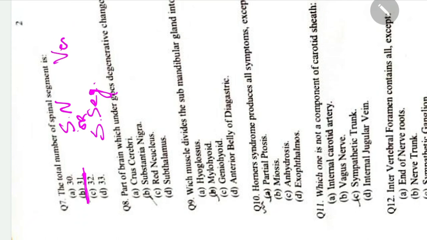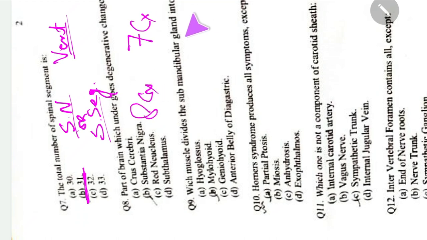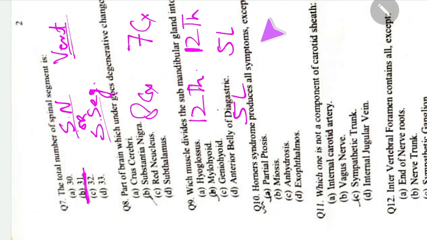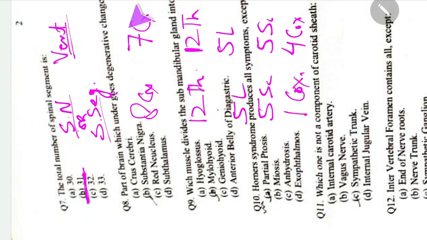And here we'll talk about the vertebrae, right? So remember that we have 7 cervical vertebrae and 8 cervical nerves. Then you have 12 thoracic vertebrae and 12 thoracic nerves. Then you have 5 lumbar vertebrae and 5 lumbar spinal nerves. You have 5 sacral vertebrae, you have 5 sacral spinal nerves. You have four coccygeal vertebrae and one coccygeal nerve. So let's first count them. When you count them, you will find that vertebrae are 33 in number and spinal nerves or spinal segments are 31 in number.